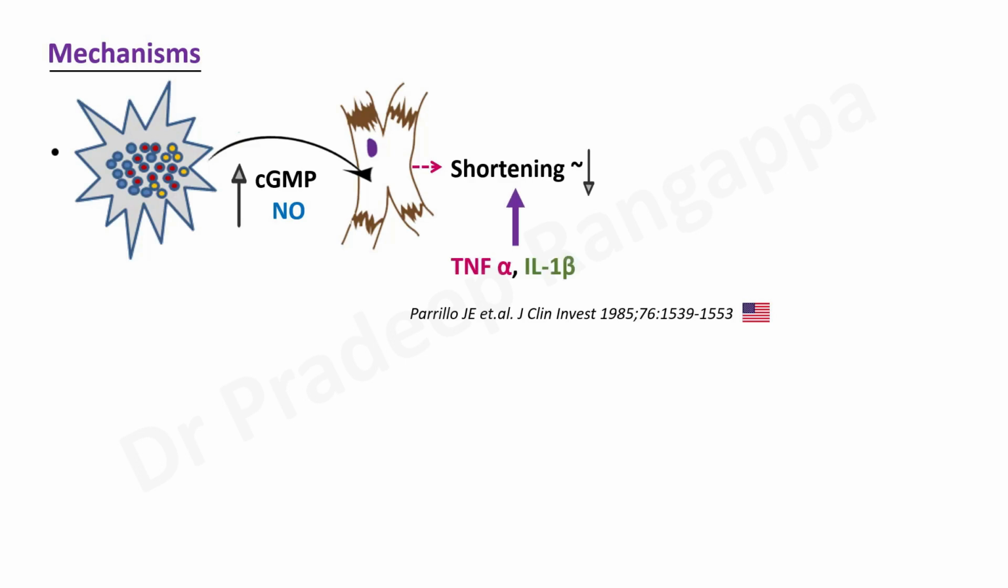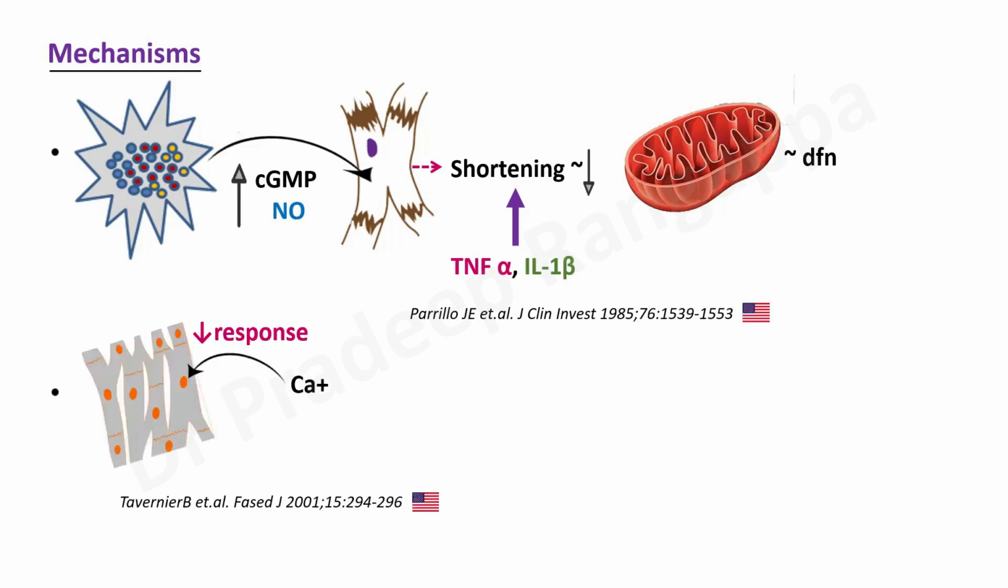This reduction of shortening of the myocardial fibrils is accentuated by tumor necrosis factor alpha and interleukin 1 beta. I'm sure every intensivist would know that TNF alpha is one of the common variables purported to cause a lot of deleterious effects. It is also shown that in sepsis, due to cytokine activation and the activity of TNF, there is mitochondrial dysfunction as well. All in all, this leads to myocardial dysfunction and cardiomyopathy.